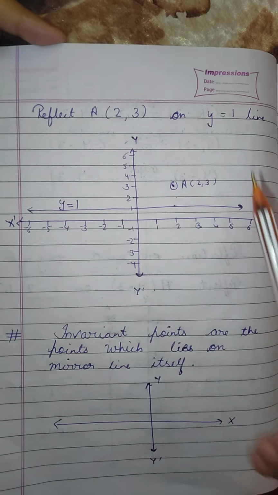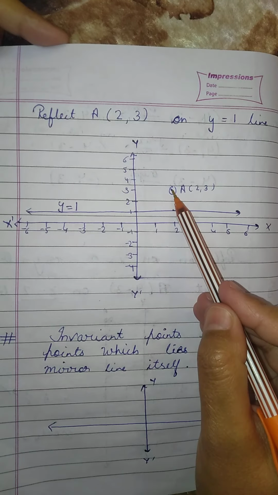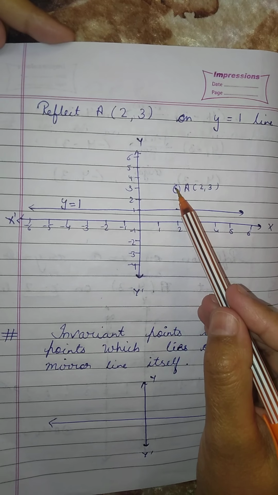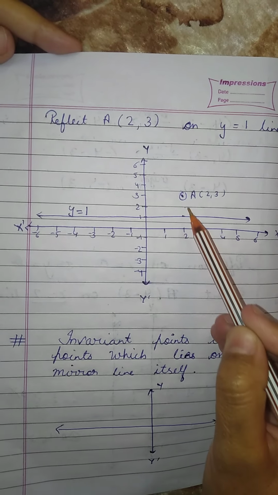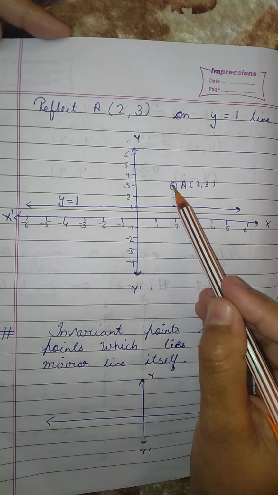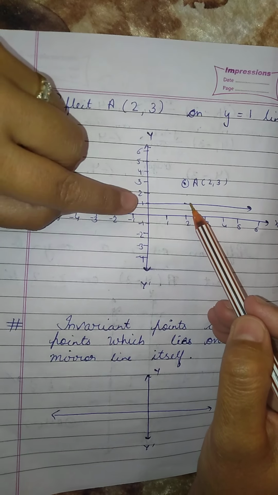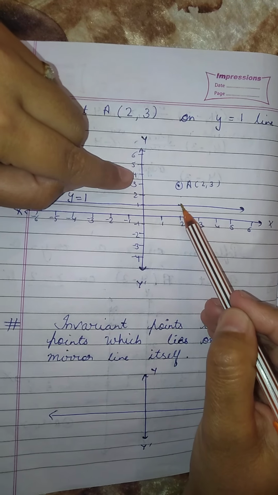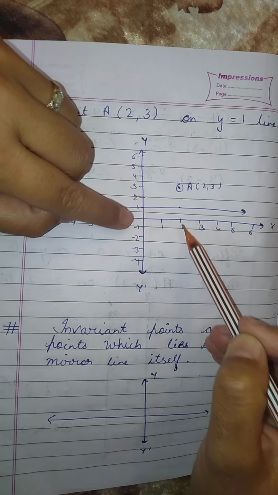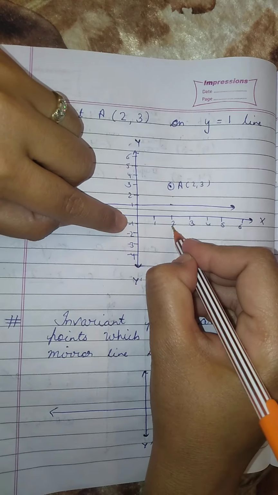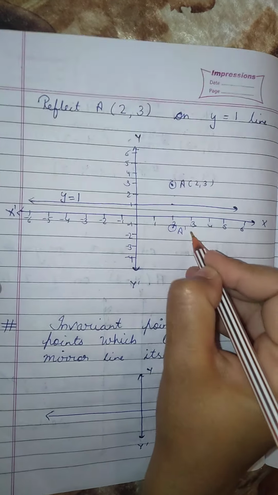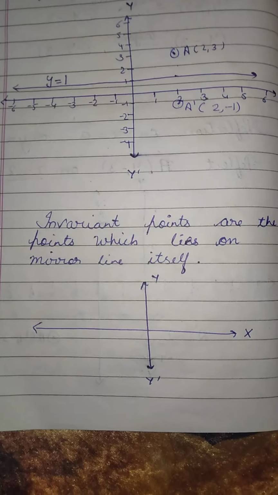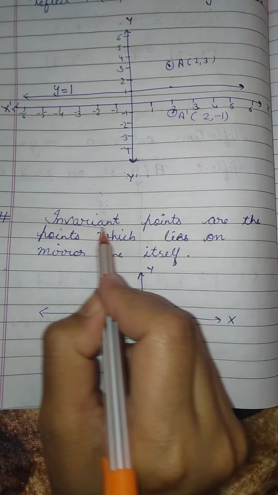The point coordinate is (2, 3). So where will the image be seen? If the mirror line is here, the object is here, the image will be seen inside the mirror. And how far away? As far away as the point is from the mirror line. The point is 2 units away from the mirror line, so the image will be 2 units away on the other side. A dash, let it be the answer, and the coordinates are (2, -1).